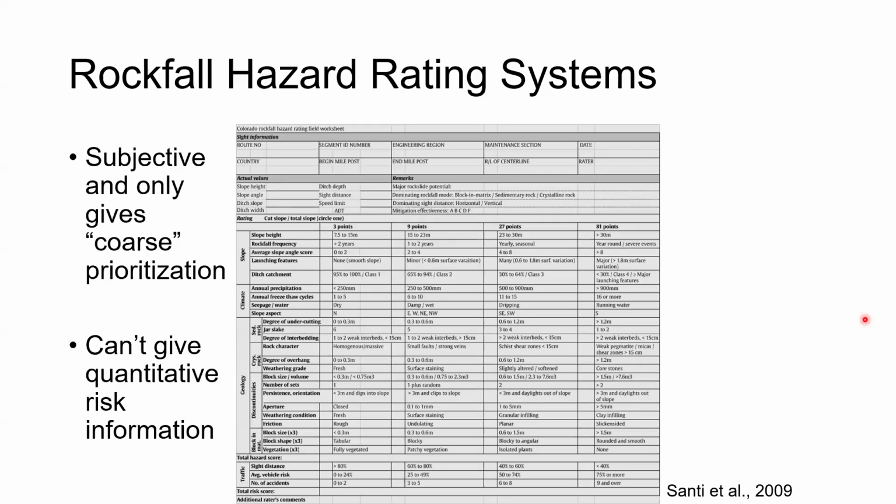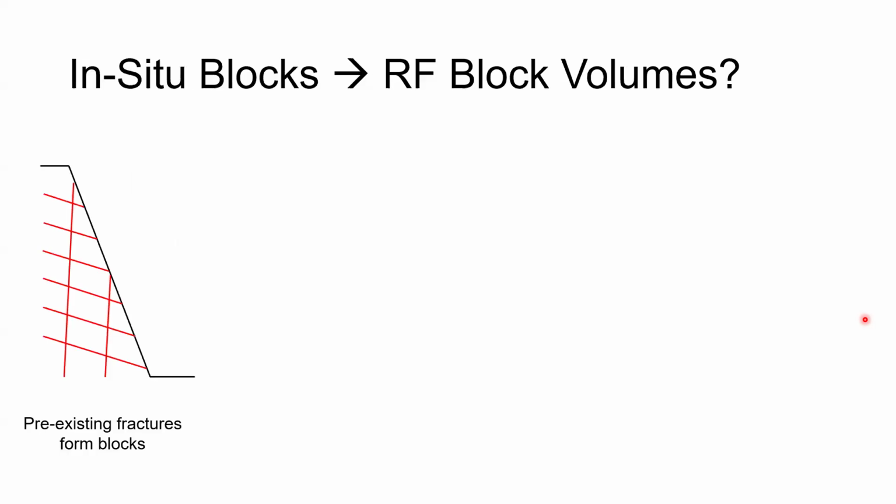And the first order controls on the hazard are basically how big are the blocks and how frequently are they coming down off the slope. So where can we start to try to assess that in a sort of practical way? Well, one way to look at that is to look at the in situ fracture network and try to relate that to the rock falls coming off the slope.